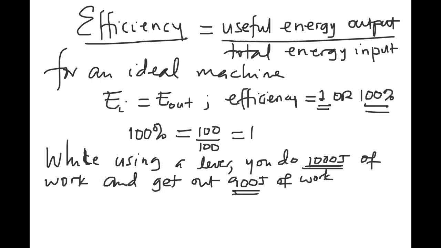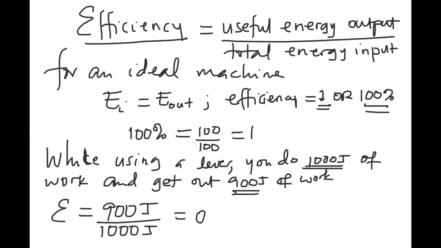Of course, we are not saying that we are violating the principle of conservation of energy. What we are saying is that some of the energy in this process is transformed into other forms of energy, like thermal energy and sound energy. The efficiency, which I will just call E, will be the useful energy output, which is 900 joules, divided by the 1,000 joules you are putting in. The result is 0.9.